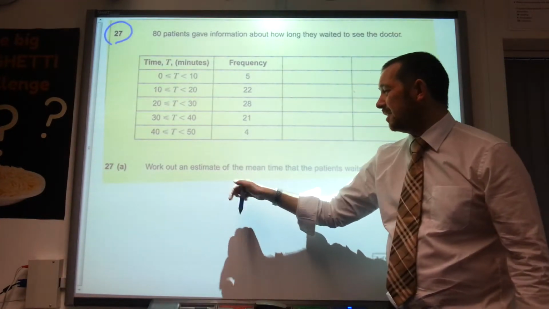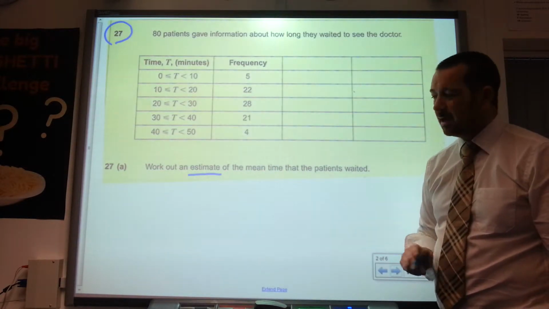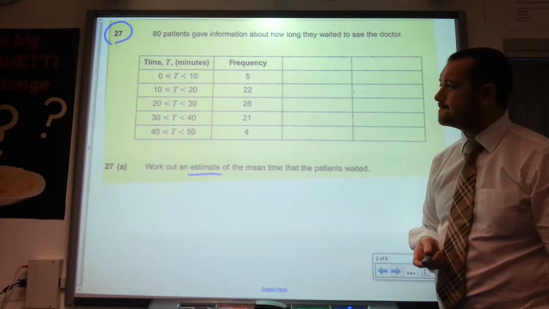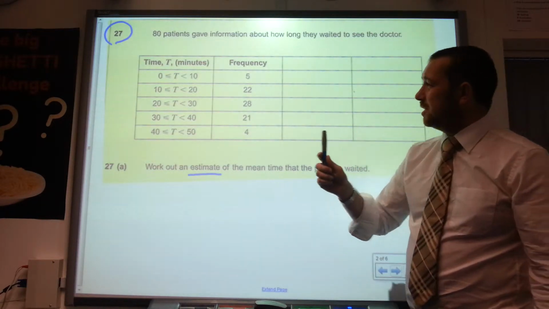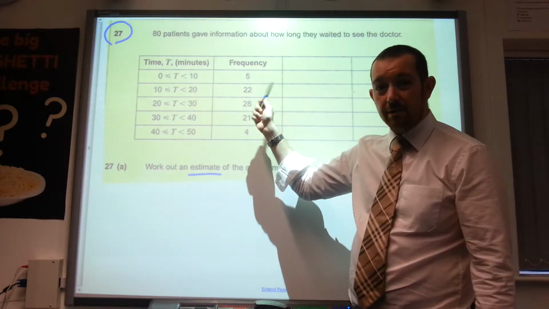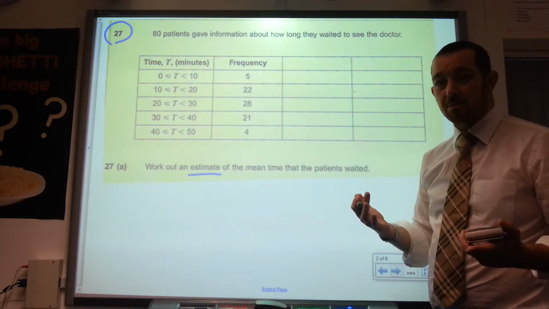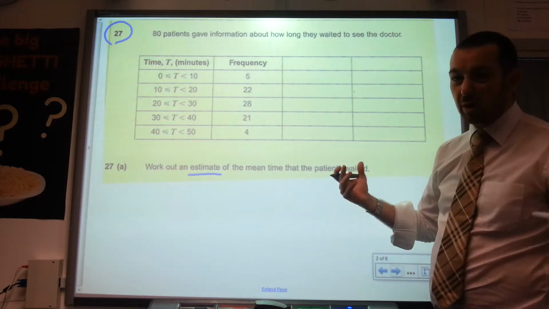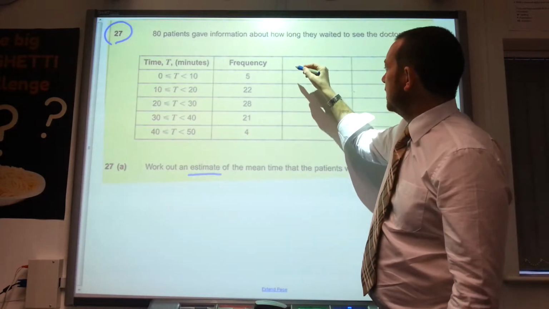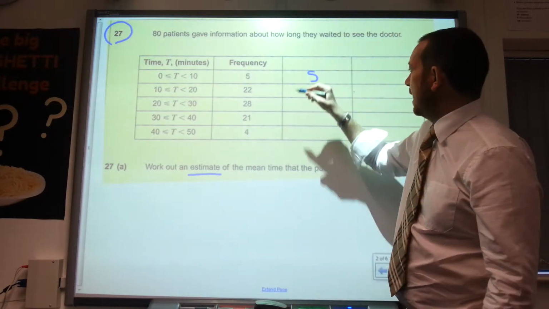So the question here says, work out an estimate of the mean time that the patients waited. Now, why is it only going to be an estimate? Well, that is because I don't know exactly how long these 5 people waited here. I don't know exactly how long these 22 people waited. So what I'm actually going to do is make an assumption. I'm going to pretend or guess that actually these 5 people waited for 5 minutes. So that's going to be in the middle of that interval there.